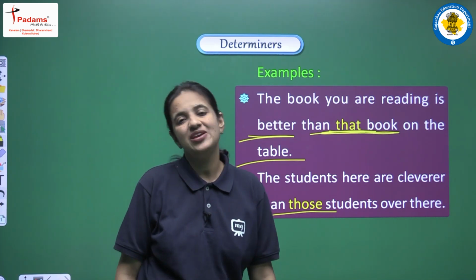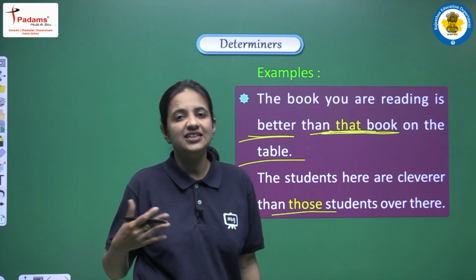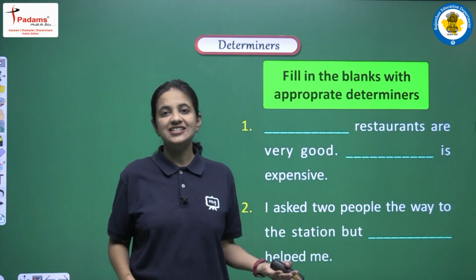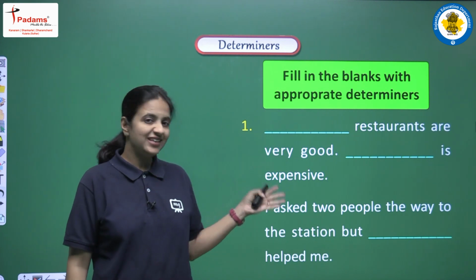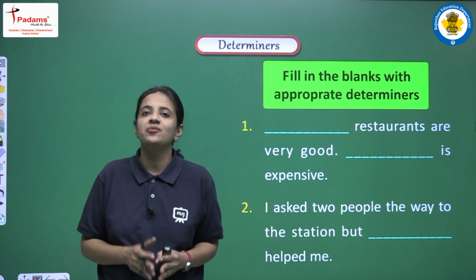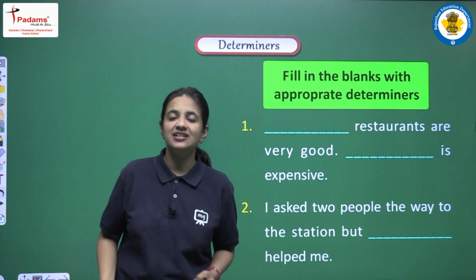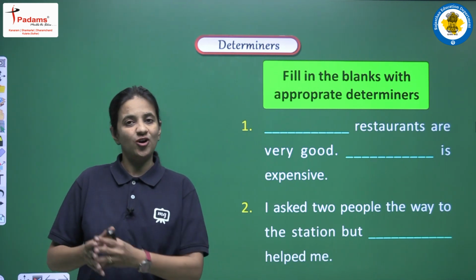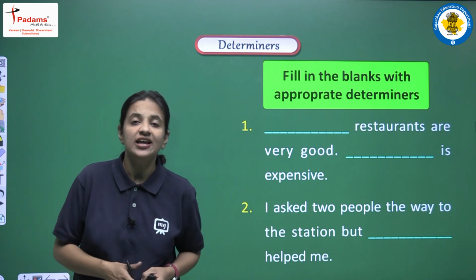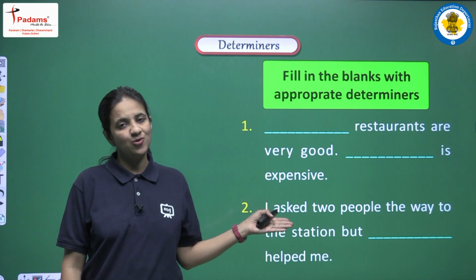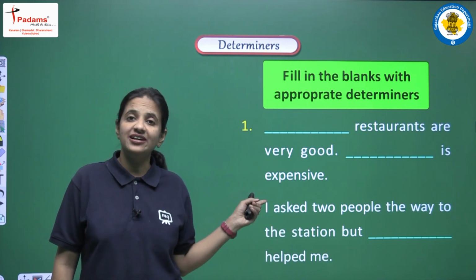So in this manner we have to use this, that, these and those. Now let's discuss the sentences that we have here. We have to read the sentence and then write the proper determiners. In this video we have discussed so many determiners. Now I am sure that the uses of all these determiners are very clear to you. Keeping all these determiners in your mind, you have to write the appropriate determiner in the blank.